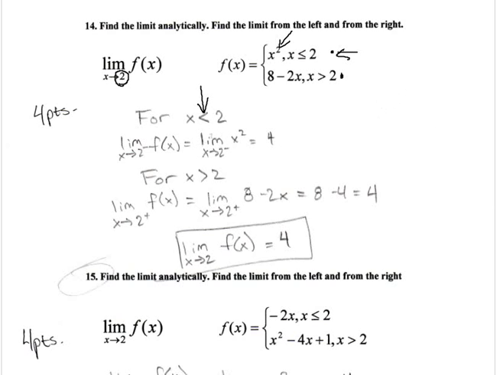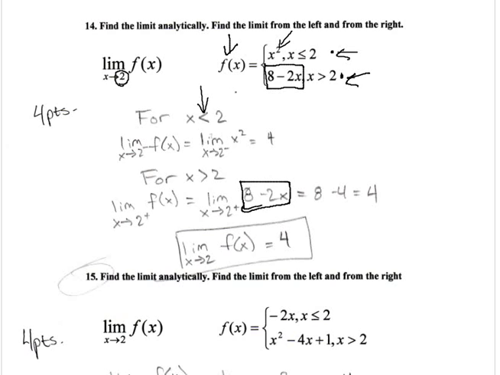Now let's do it from the right. From the right, our piecewise function f of x looks instead like 8 minus 2x. If it was 2.0001, it's still a value greater than 2, so I'm going to use the bottom function. So the limit as x goes to 2 on the right of f of x is the same as the limit as x goes to 2 on the right of 8 minus 2x. And that is equal to 8 minus 4, or 4, because we can use direct substitution on this.